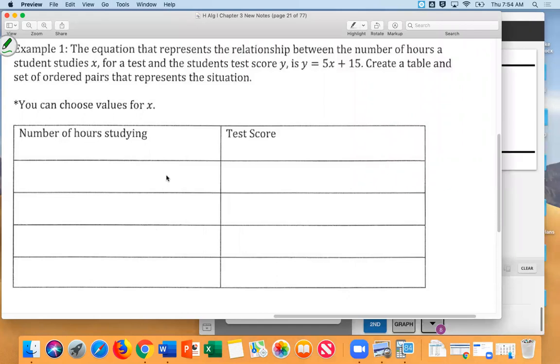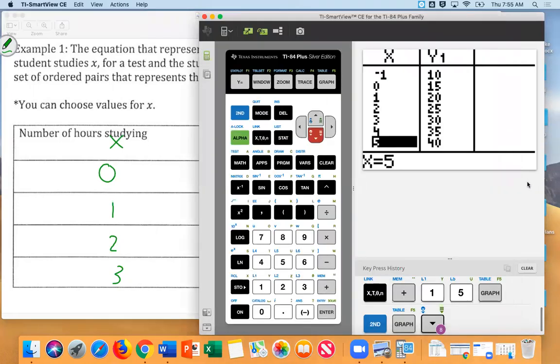Well, the input is going to be your hours studied. And let's face it, you probably start out with studying 0 hours, 1, 2, and 3. You probably don't spend much more than 3 hours studying for a test, right? No, of course not. Who would? That's ridiculous. So the number of hours studying, these are my X values. Now my test score is going to be my Y values. To get these Y values very quickly, I just look at my table. Notice 0 corresponds to 15, 1 corresponds to 20, 2 corresponds to 25, and 3 to 30.